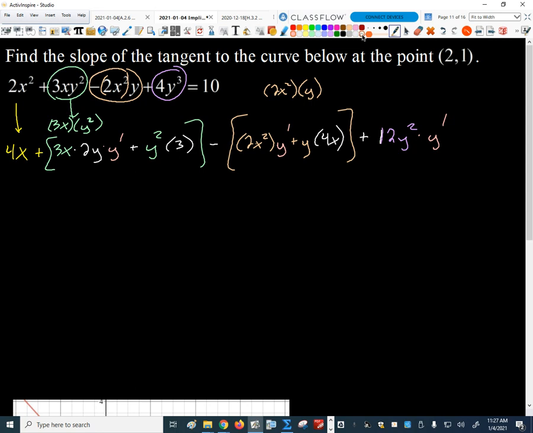And then finally, on the other side of this thing, the derivative of 10, derivative of a constant, is just 0.